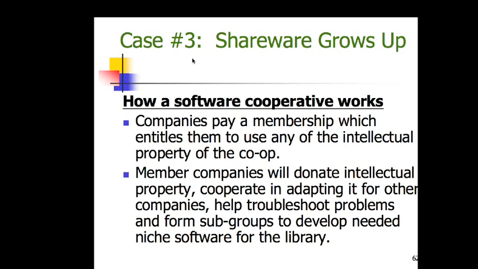So from the slide, your companies that pay a membership, which entitles you to use intellectual property or co-op, so you can share, kind of thing. Or sometimes there's no pay for the membership. There's services that you can sign up for and use. A good example of that would be Google Voice. I don't know if you're familiar with that, but it's voice over IP.